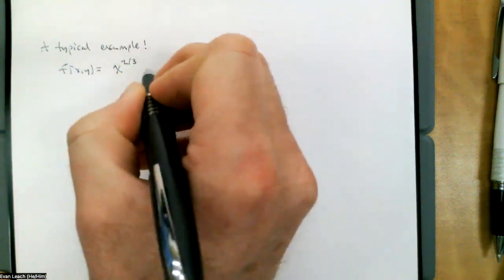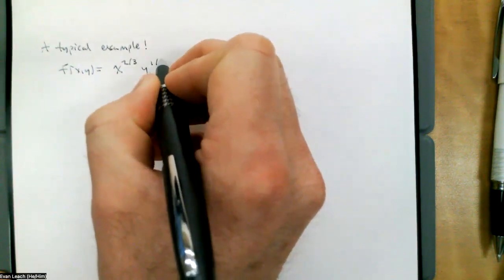Here's a typical example. I think I'm lifting this one directly from the book, where your two variables are in a product and the sum of their exponents is equal to 1. It's popular because it shows up in business applications.